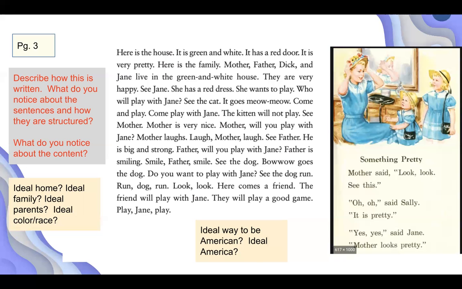See the dog run. Here comes a friend. The friend will play with Jane. They will play a good game. Play, Jane, play.